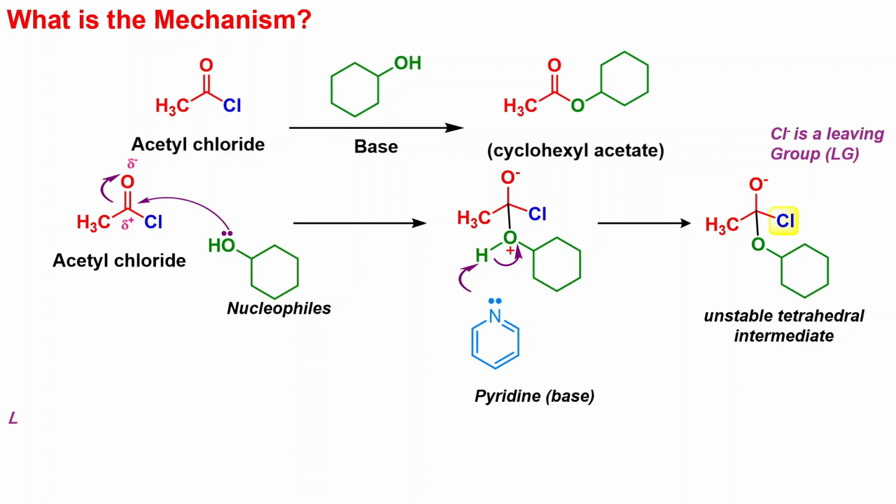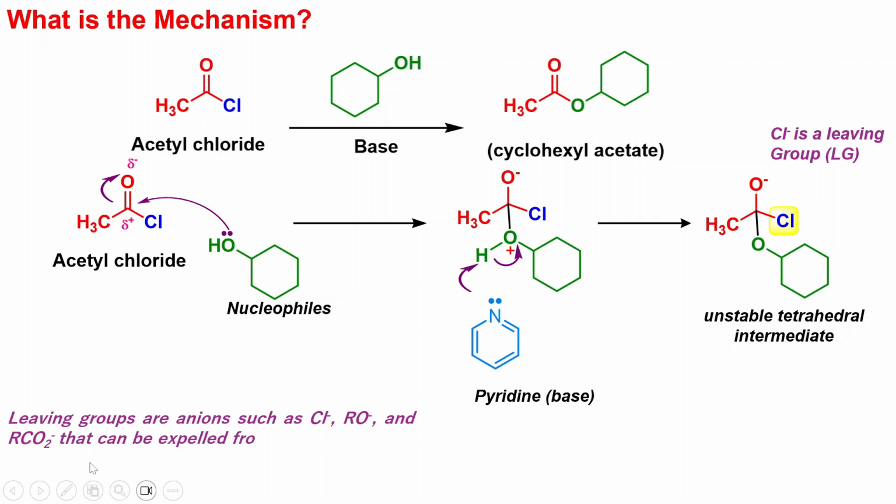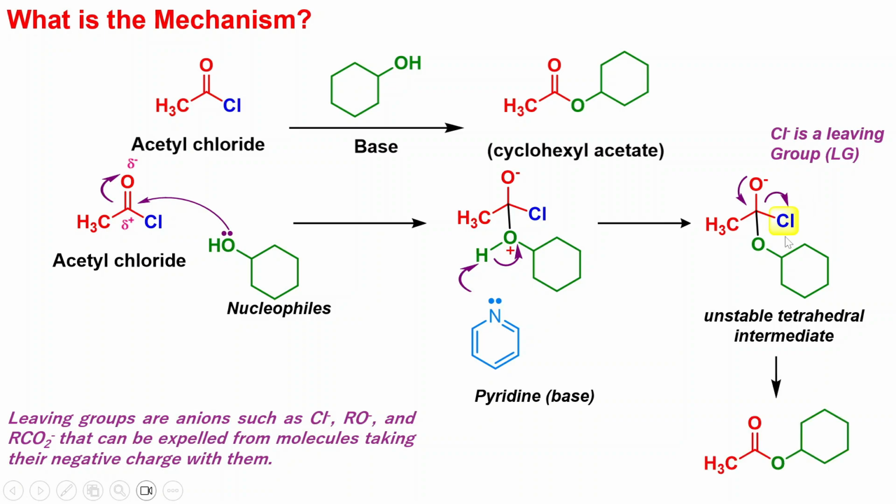So what is a leaving group? Leaving groups are anions such as Cl minus, RO minus and RCO2 minus that can be expelled from the molecules taking their negative charge with them. So what will happen? This O minus can come down. Since the chlorine is a leaving group, this chlorine can leave as Cl minus, and what you will generate is your final ester, that is cyclohexyl acetate.